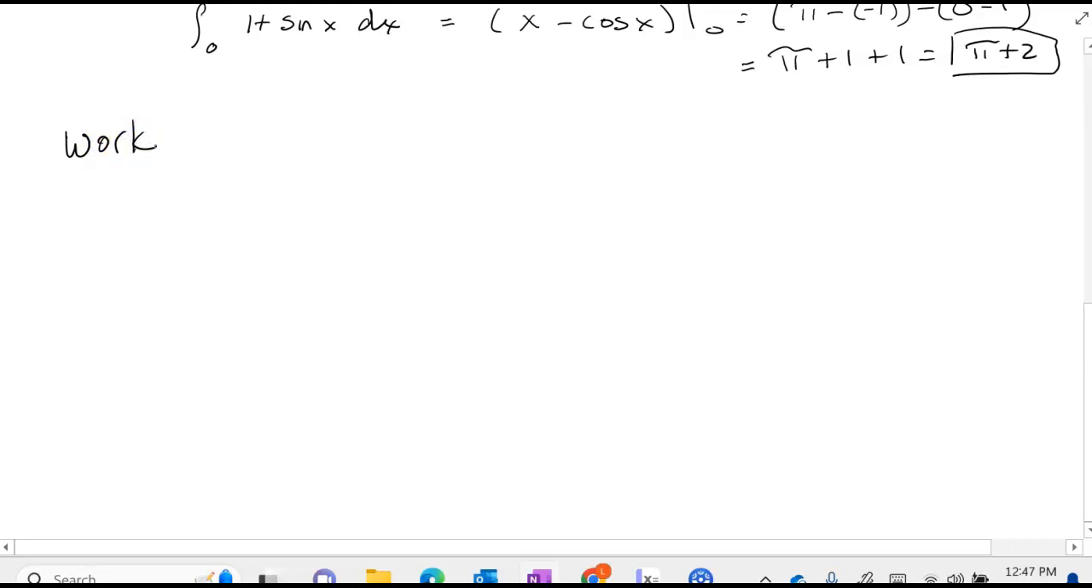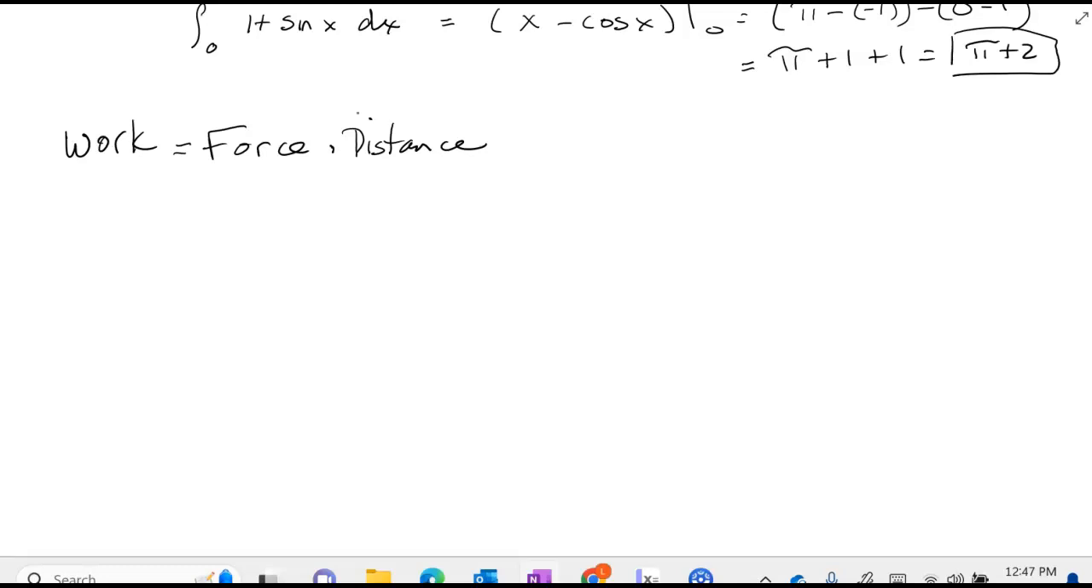So again, the basic equation in physics for work is a force on an object, whatever the force is that's acting on that object, times the distance you move the object. So work represents how much energy it takes. What is the change in energy when a force causes an object to move a certain distance?